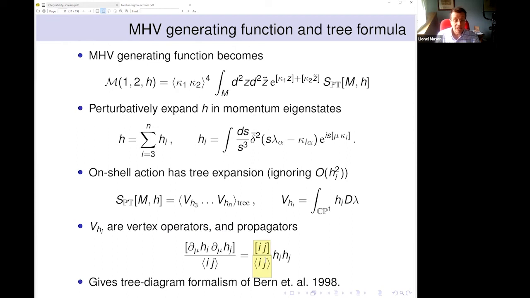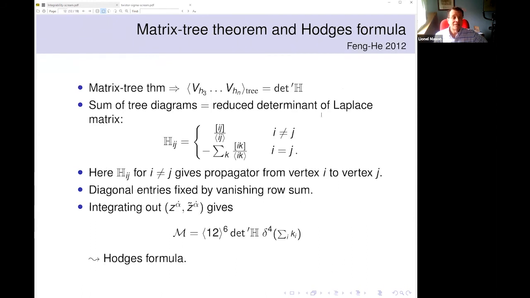Which, going back to the early slide, is precisely the propagator that appeared in the tree diagram formalism that the physicists had discovered in the 90s. We can resum those tree diagrams then using the matrix tree theorem as this reduced determinant that Andrew Hodges discovered just by fiddling with formulae, really, and sort of proved using just analyticity properties of the S matrix.